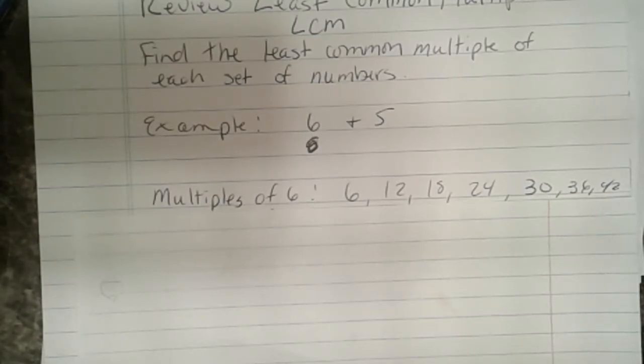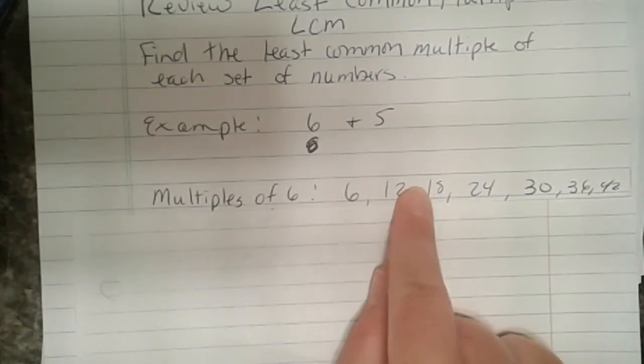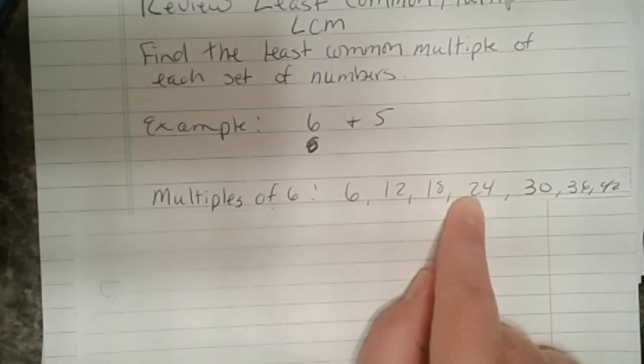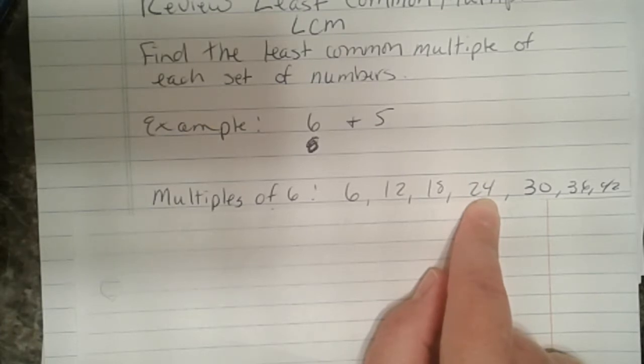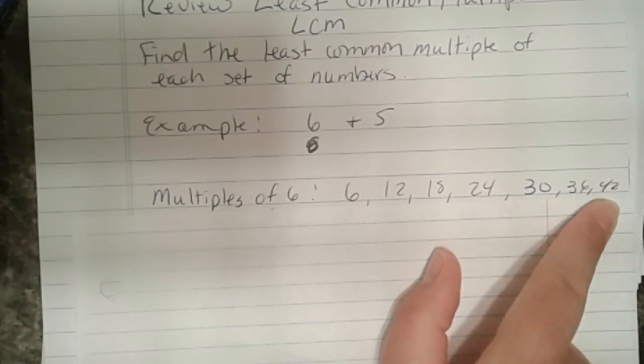Why is this the case? Well, 1 times 6 is 6. 2 times 6 is 12. 3 times 6 is 18. 4 times 6 is 24. 5 times 6 is 30. 6 times 6 is 36. 6 times 7 is 42.